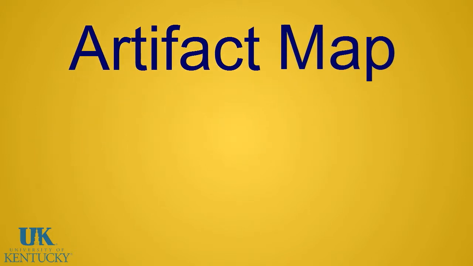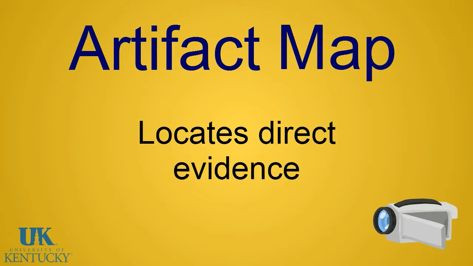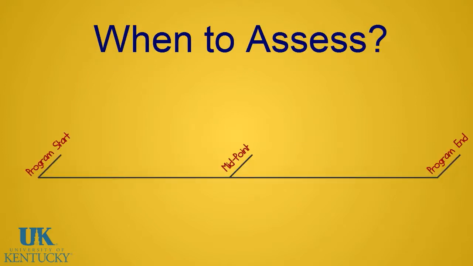An artifact map visually depicts the location of the chosen accessible assignments in the program's curriculum. It is an extension of the program's curriculum map and is usually very simple to create. Ideally, the artifact map will contain all the direct evidence that your program needs to make informed decisions about learning. It's best to determine your data collection points in your assessment plan.